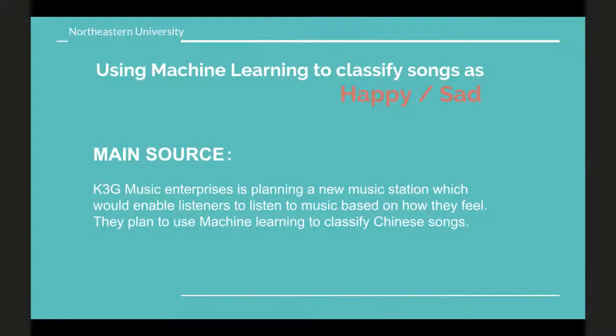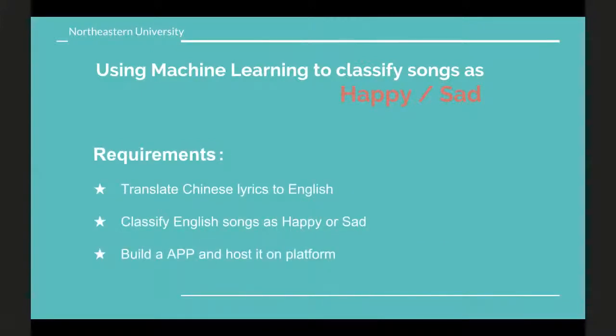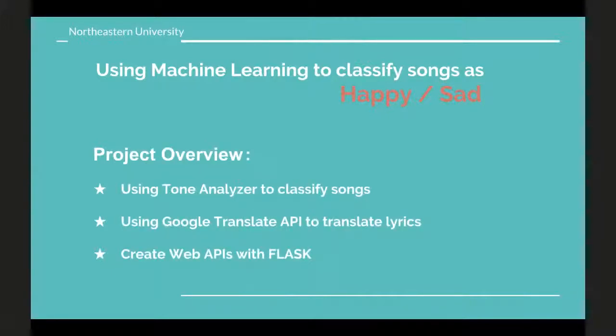They plan to use machine learning to classify Chinese songs, so we can know their requirements. What they want is to translate Chinese lyrics to English, and they want to classify English songs as happy or sad. At last, they want to build an app and host it on a platform. So, according to the requirements below, we can know our project and get the project overview.